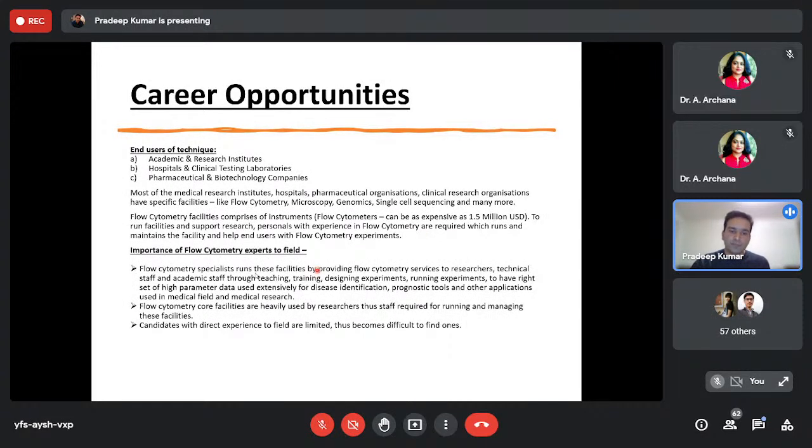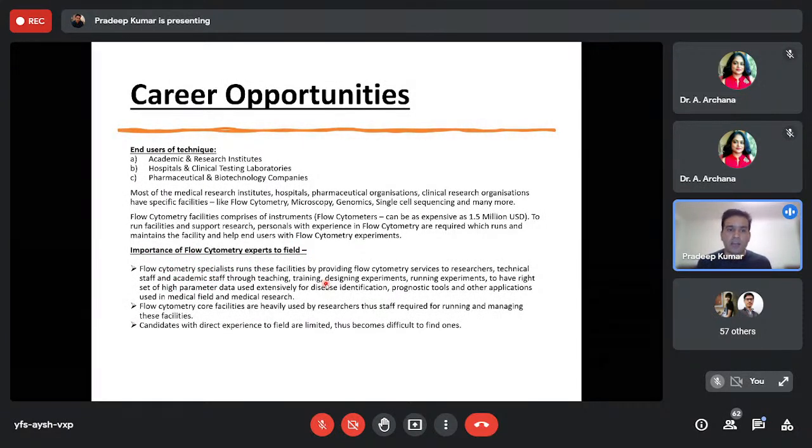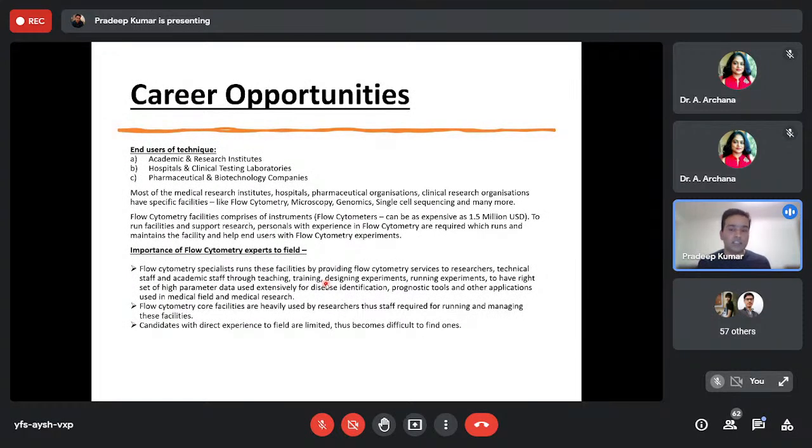So why are these technology experts important to the field? Because these facilities are big. Sometimes some facilities have 15 instruments, 20 instruments, 30 instruments. And to maintain those instruments, to train new users, to do experiments, to design new experiments, experts are required. And those people who are specifically doing just this are managing these facilities.